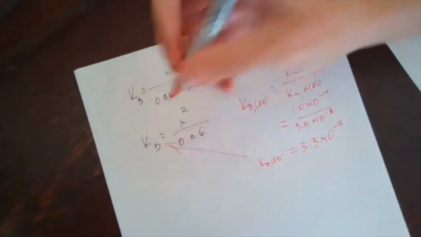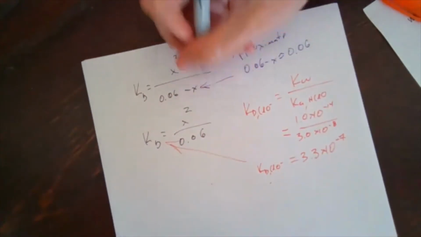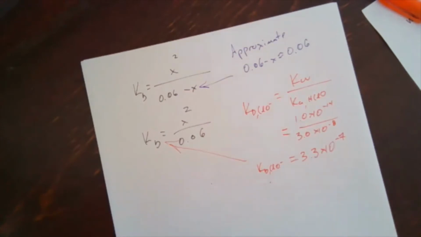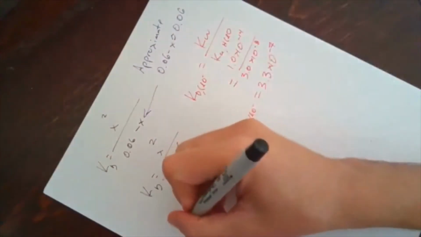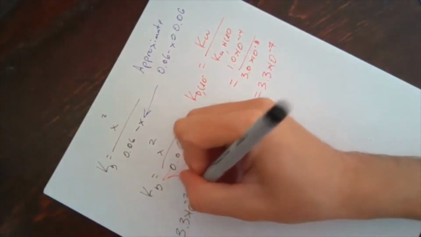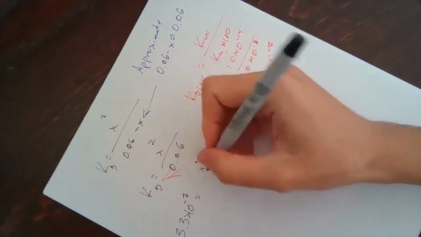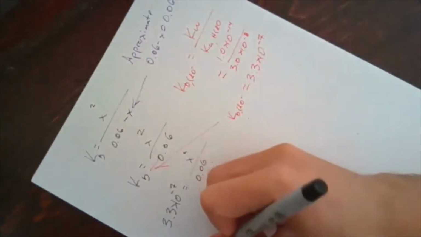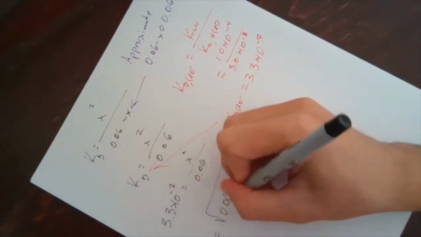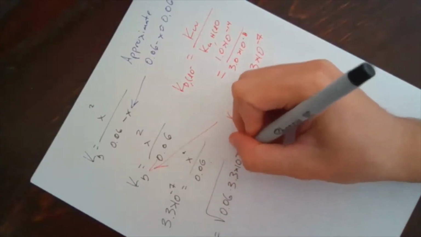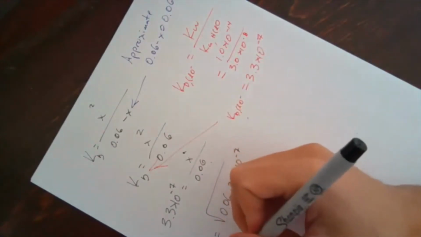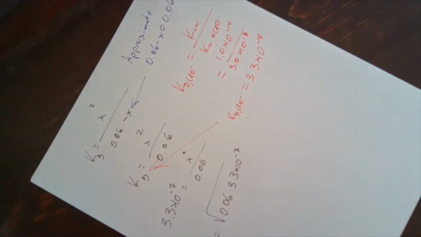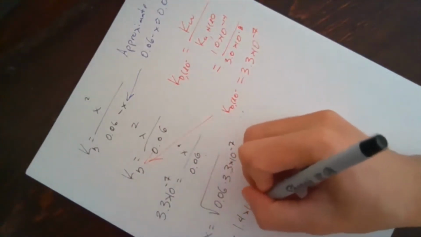So we can take that, plug it in right there. Do our approximation right there. We end up with the equation to solve: 3.3 times 10 to the negative 7 equal to x squared divided by 0.06. We get that x is equal to the square root of 0.06 times 3.3 times 10 to the negative 7, or that x is equal to 1.4 times 10 to the negative 4.